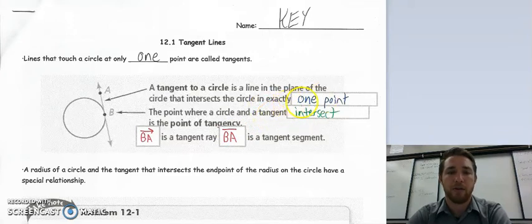Starting with those definitions, we're starting with one point for a tangency. This would be your point of tangency. That's when the tangent and the circle intersect. So you would call something like this BA a tangent ray. I start at that point of tangency, B, and go out towards A, that'd be a ray. I could also call it a tangent segment if I just go from B and stop at A.